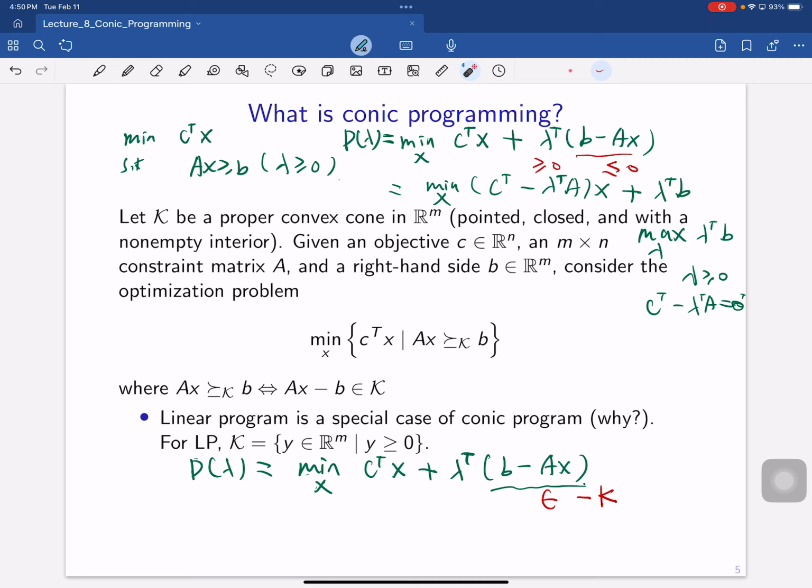Now I want to pick some lambda such that for any feasible solution, meaning AX minus B is in K, or B minus AX is in minus K, this term gives you a lower bound. So how can you choose such a lambda?